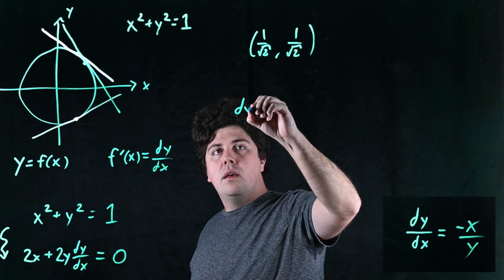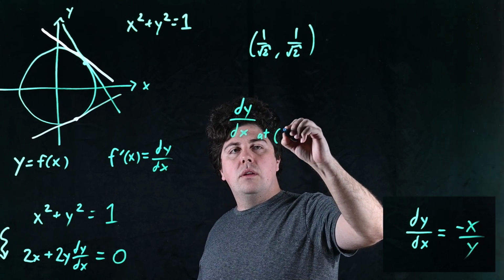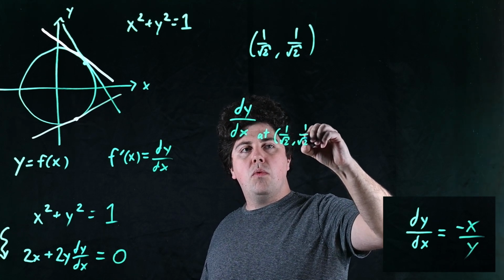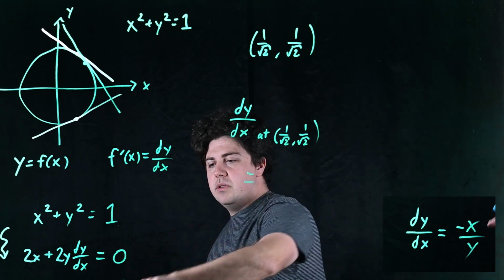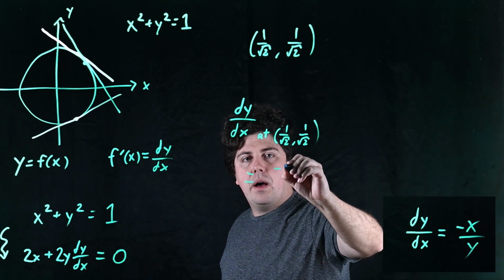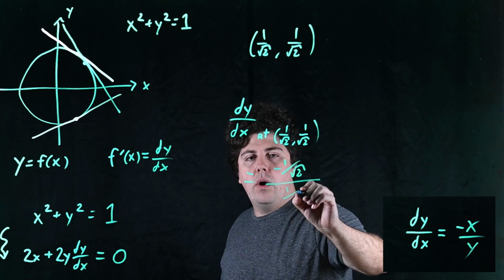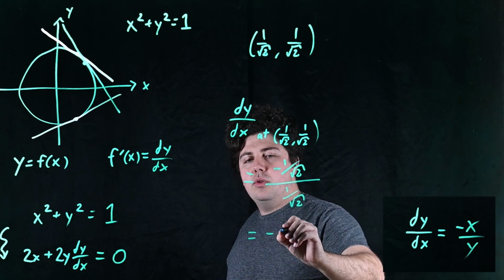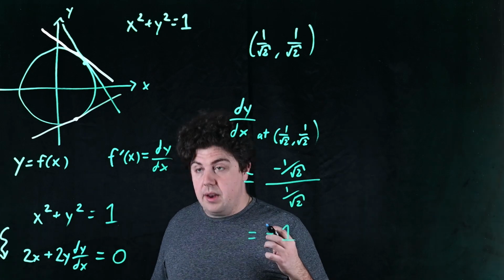So if we take dy by dx at this point here, what we do is we just plug in these two numbers as x and y, and we're going to get -1 over root 2 divided by 1 over root 2, which is of course going to be equal to -1. And we could try this out with some other points, and it's going to work.